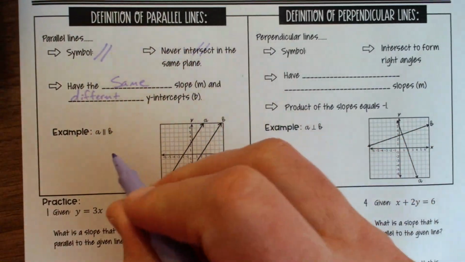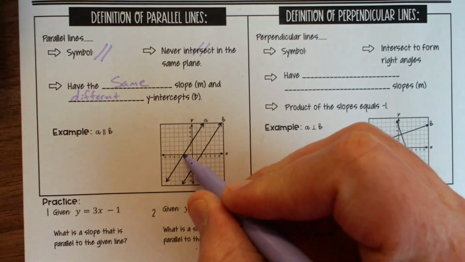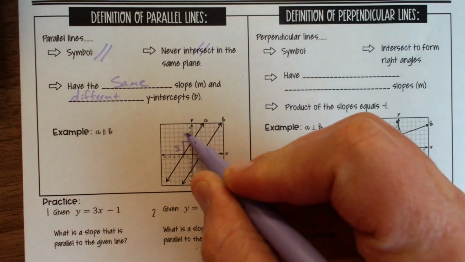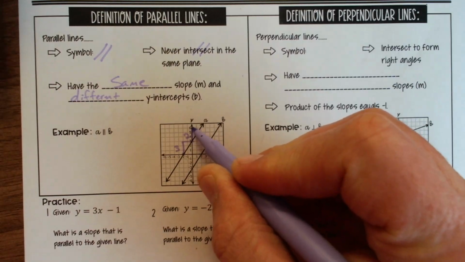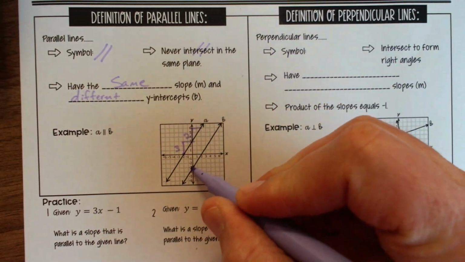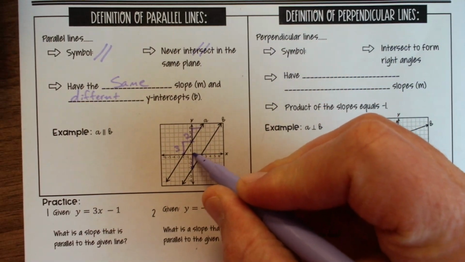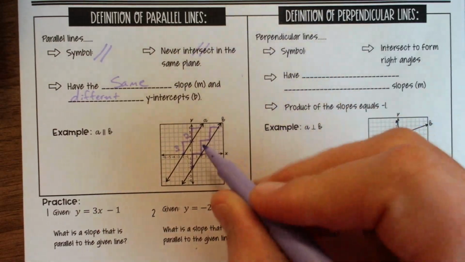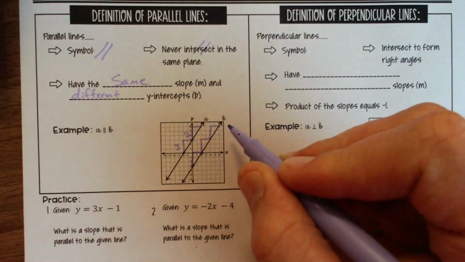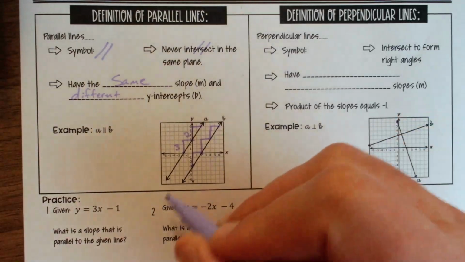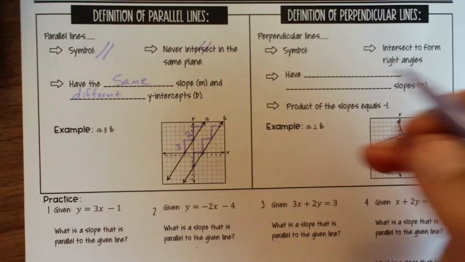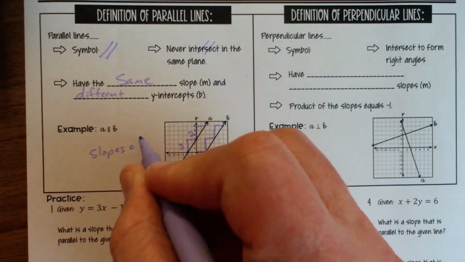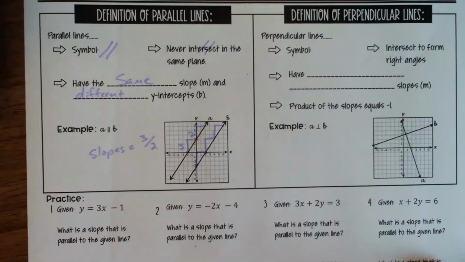So as you look here in this example, this one goes up 3 over 2, and if you look over here, 3, 2. So that goes up 3 over 2, up 3 over 2. So they are going to have the exact same slope. So if you extended this out forever, they will never, ever touch each other. Both their slopes equal 3 divided by 2.